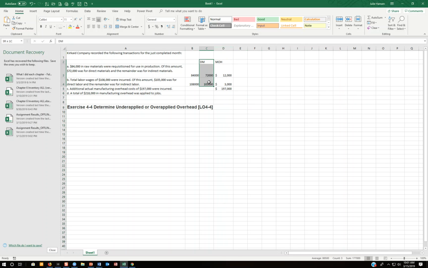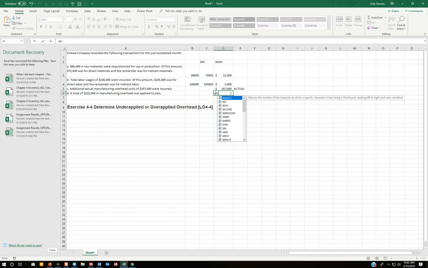It didn't ask me for any of the product costs here, so all I'm going to say is, well, I had 218,000. Okay, so I'm going to mark this here. This was actual, and this was applied. Okay, so they already told me how much was applied. So then all I need to do is add up all of my manufacturing overhead.